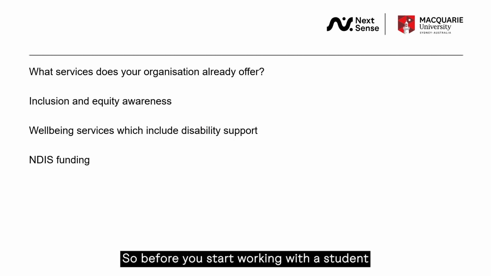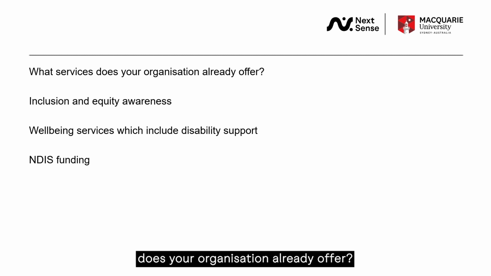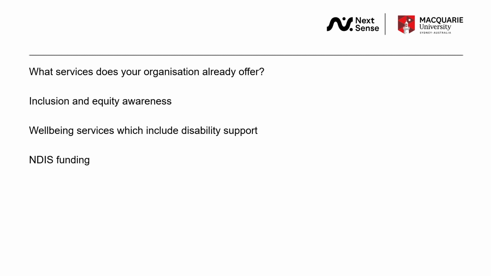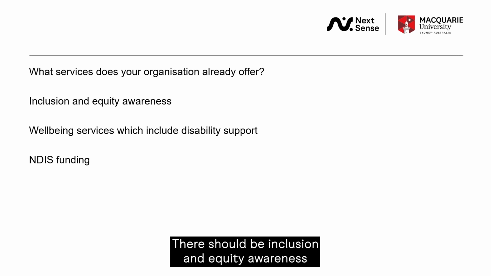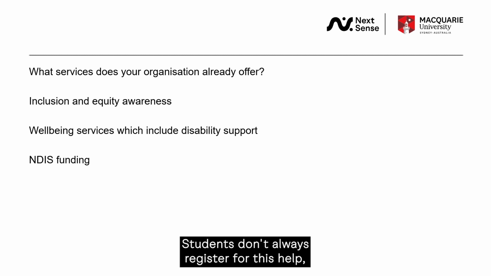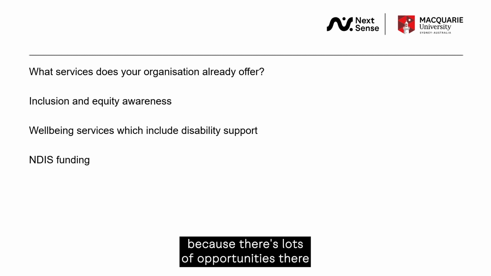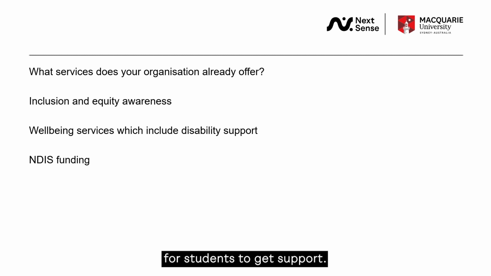So before you start working with a student who has vision impairment, find out what services your organisation already offers. There should be inclusion and equity awareness happening on the campus and in all areas of offering of student life. There should be wellbeing services which will include disability support. Students don't always register for this help, but make it known to them and encourage them, because there's lots of opportunities there for students to get support.